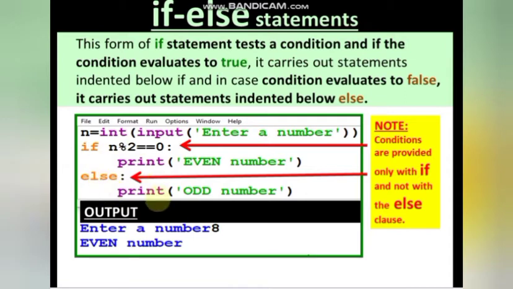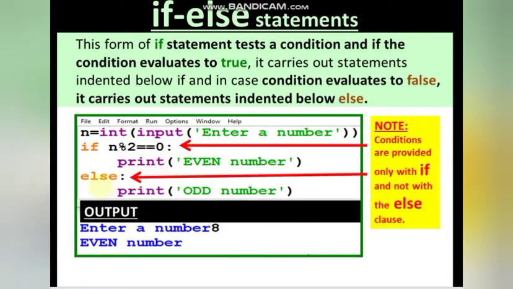So here if you can see, the program is to check whether a number is even or odd. We are taking a number n, int input, enter a number and checking modulo 2. If it is giving you the remainder 0 while dividing it by 2, then 0 equal to 0, it will print even number, else it will print odd number.